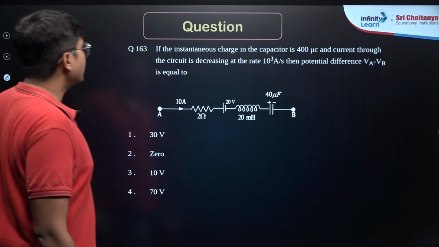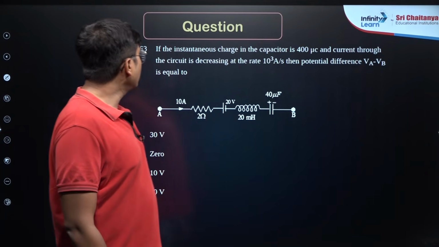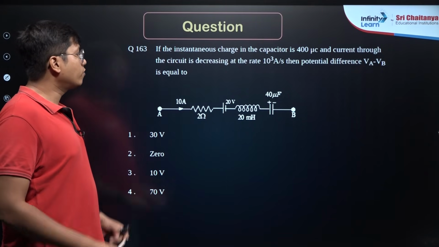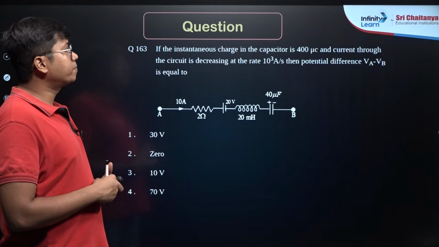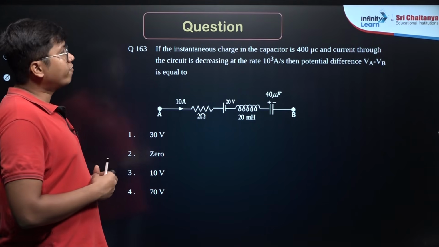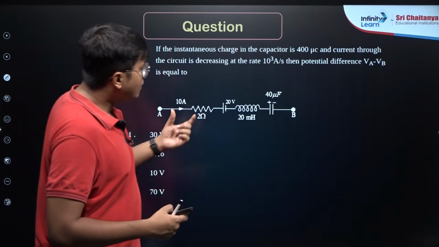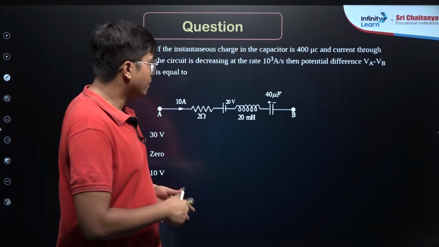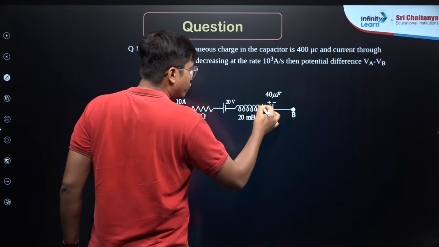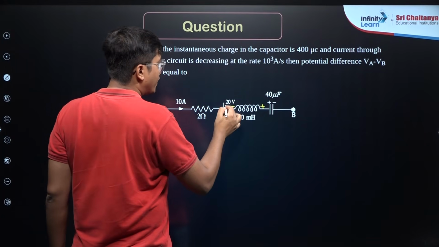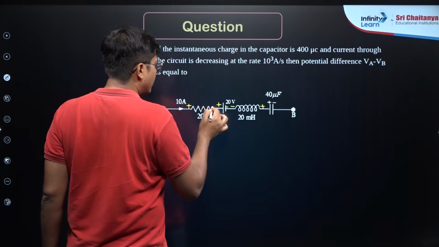Okay. This says instantaneous charge in the capacitor is 400 microcoulomb. Current through the circuit is decreasing at a rate of 10 to the power 3 amperes per second. Potential difference is how much? See, if current is flowing in this direction and current is decreasing, then the inductor will try to help the current, which means it will try to give the voltage to help the current. So this side would become positive, this side would be negative. For the cell, this is positive, this is negative, because current in this direction, positive, negative.